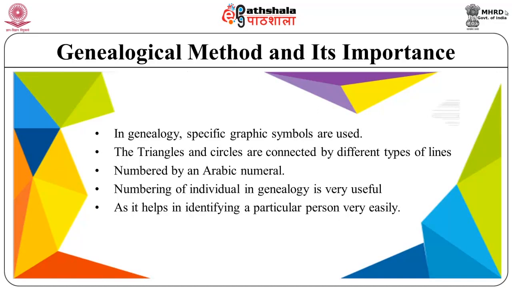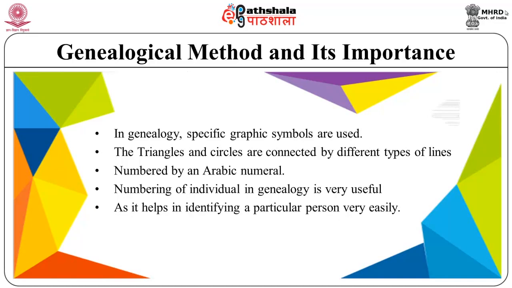In genealogy, specific graphic symbols are used: females are represented by the circle symbol whereas males are represented by the triangle symbol. The triangles and circles are connected by different types of lines showing the relationship that binds the subject. The arrangement of these relationship lines is known as the genealogical tree, whether descent or descent to the subject on which it is building the set of relationships.